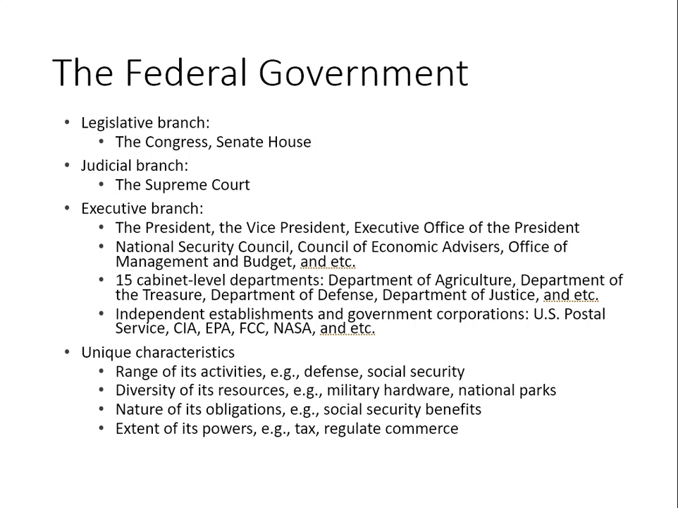The President, the Vice President, the executive office of the President. The executive branch also includes all the councils under the President, National Security Councils, right? Council of Economic Advisors, and so on. And we also have 15 cabinet level departments. For example, Department of Agriculture, Department of the Treasury, Department of Defense, right?